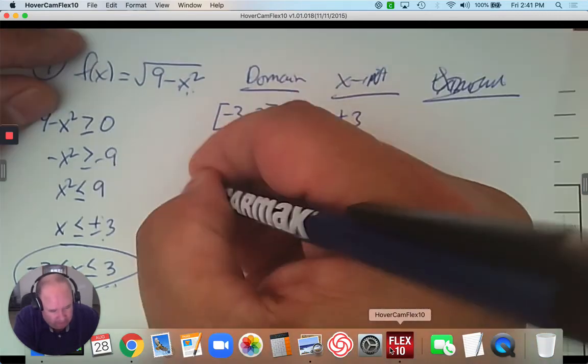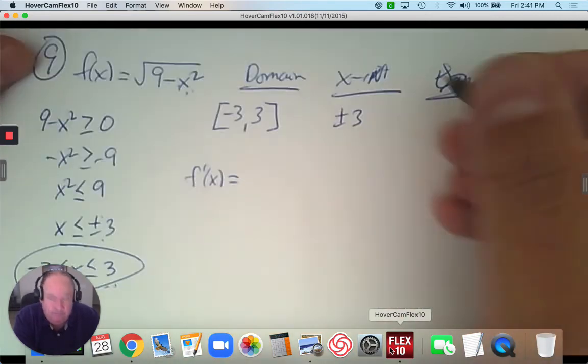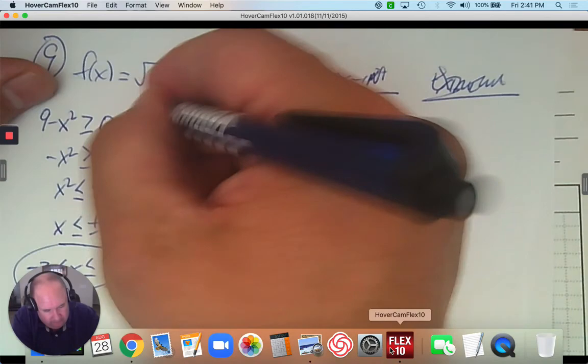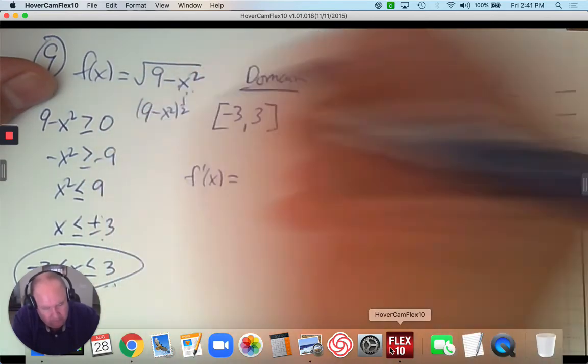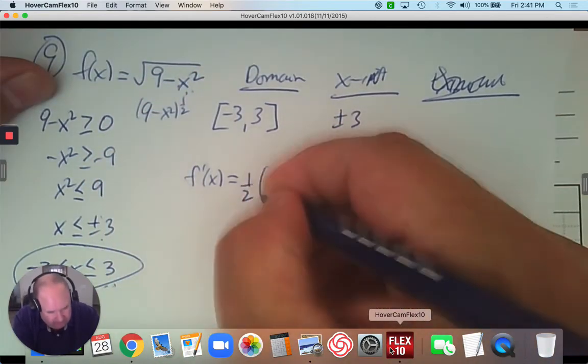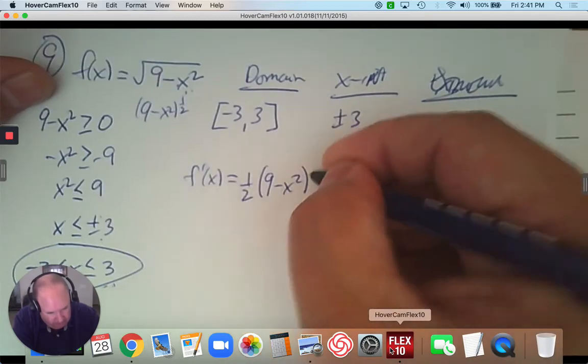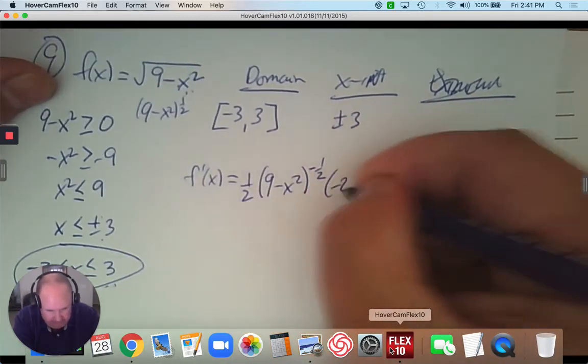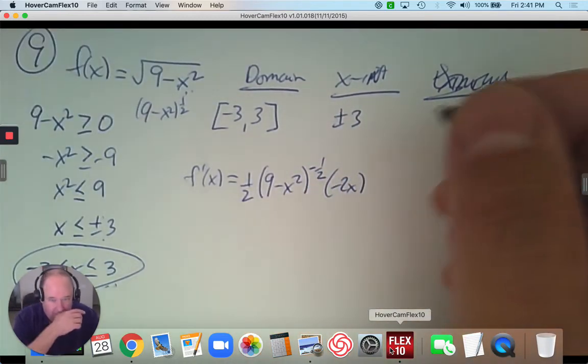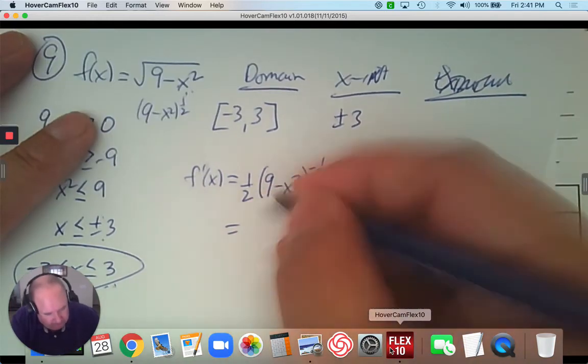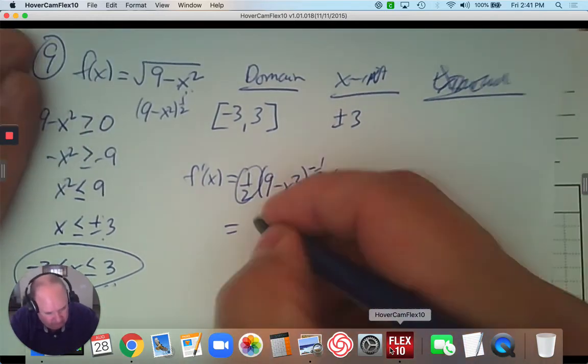All right, derivative. First, that is 9 minus x squared to the half. So that's 1/2, 9 minus x squared to the -1/2, and then the hook-on, which is -2x. I'm going to simplify it. 1/2 and -2 is -1x.